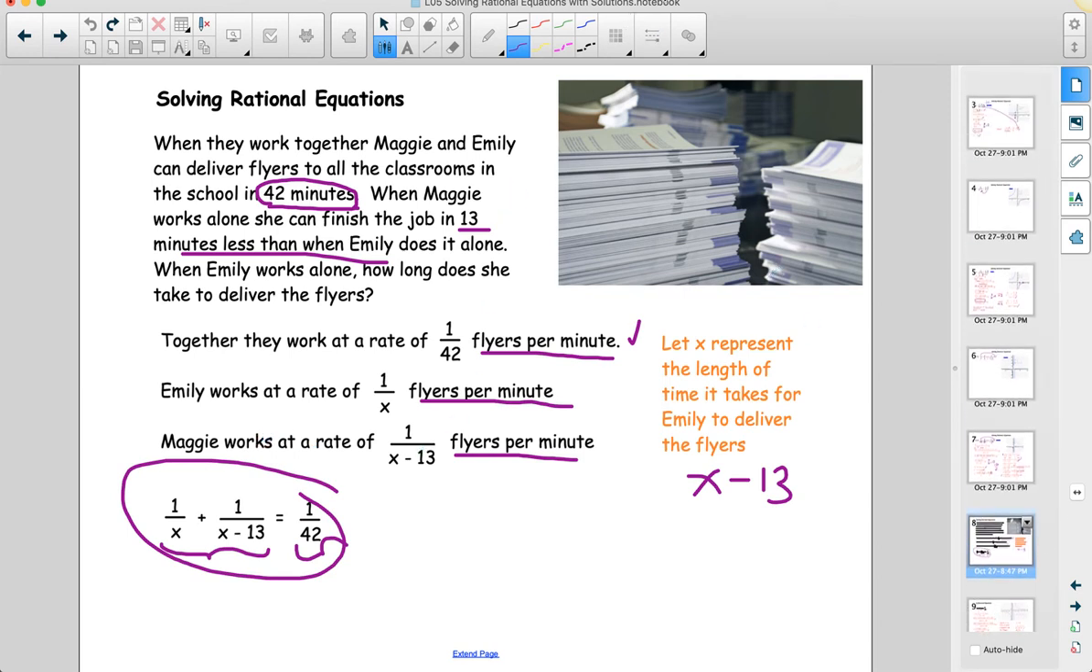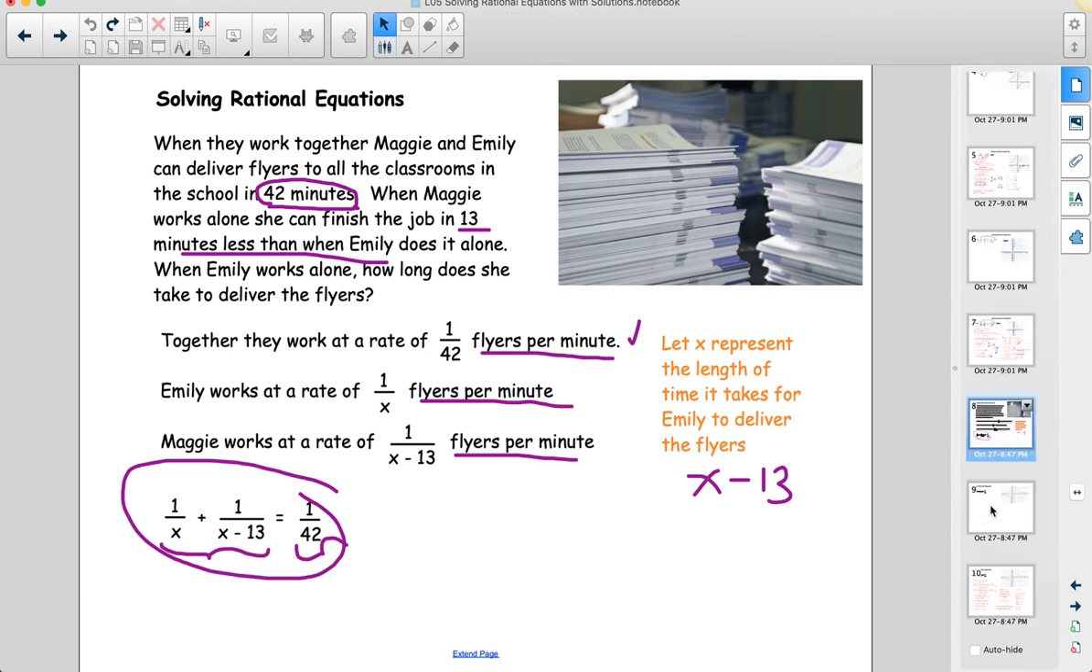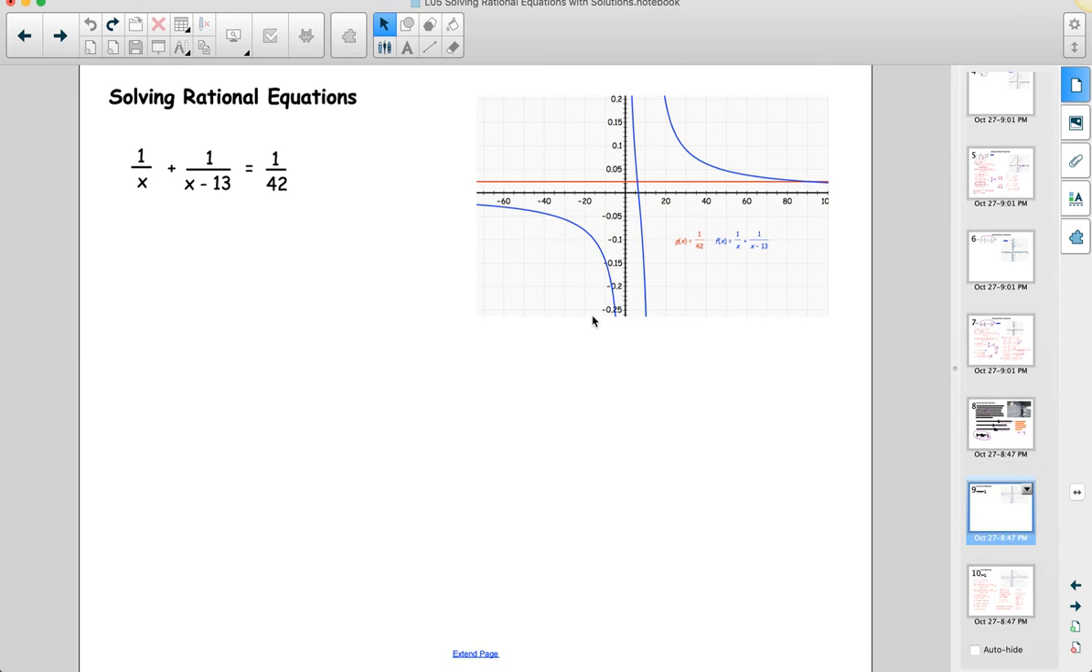I'm just going to pause for a second because I don't want the solution to pop up right away. All right, so I just wanted to revise so that there wouldn't be anything written on this page. All right, you're going to attempt to solve this now. Again, this is the rate. It takes 42 minutes to deliver all the flyers when they work together, so that's 1 over 42 fractions of the flyers per minute.